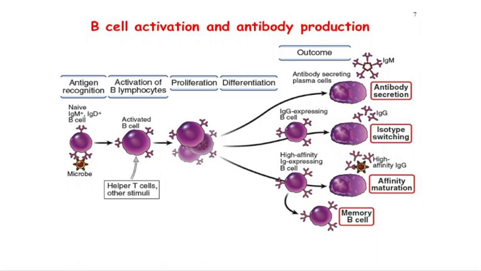So we have that antigen recognition. So we have naive immunocompetent B cell with IgM and IgD on it. It gets activated and we have that helper T cells and other stimuli. So that's that CD4 T helper cell. And then we're going to get proliferation of the activated B cell. So they are going to be clones with that activated recognition of antigen. Then we are going to have differentiation. We will get antibody secreting plasma cells. We will get IgG expressed B cells.